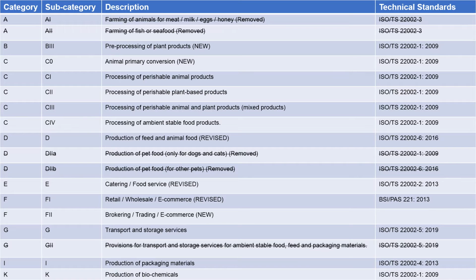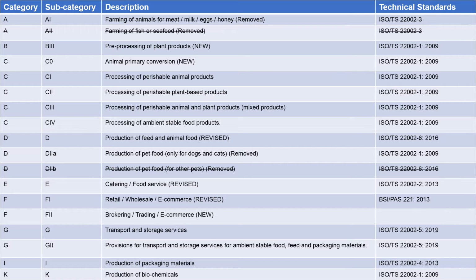And then there is another category, category C. It's the biggest category since it has category C0 to C4. The biggest change here is perhaps the introduction of C0 that is applicable to products of animal origin, so the primary conversion of animal products. So this relates to the animal carcasses intended for further processing, including lairage, slaughter, evisceration, bulk chilling, bulk freezing, bulk storage of animals and game cutting, bulk freezing of fish and storage of game. And this one will be the technical specification ISO TS 22002 Part 1 of 2009.